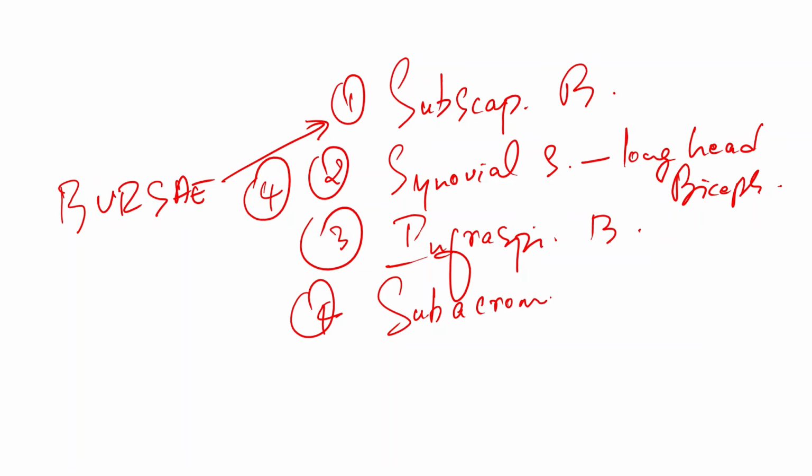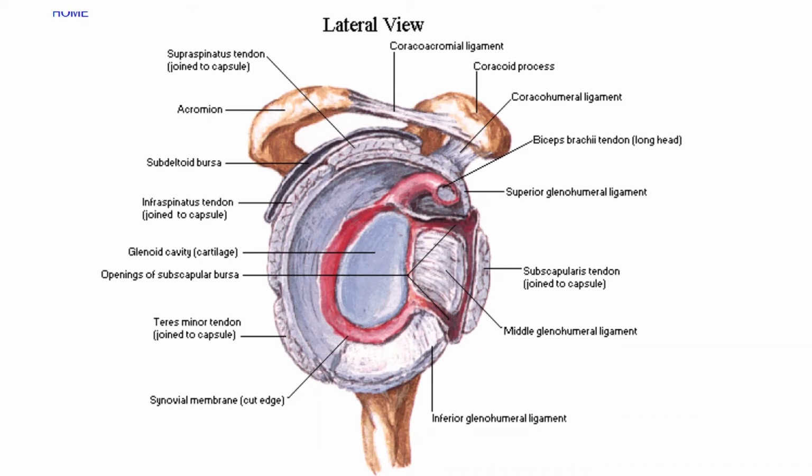Subacromial bursae. So these are the 4 main bursae related to the shoulder joint. The bursae are the subscapular bursae, the synovial sheath present around the long head of the biceps tendon, the infraspinatus bursae, and the subacromial bursae. We will look for the bursae one by one. The subscapular bursae intervenes between the, as here in this picture, the lateral view of the joint showing the bursae.